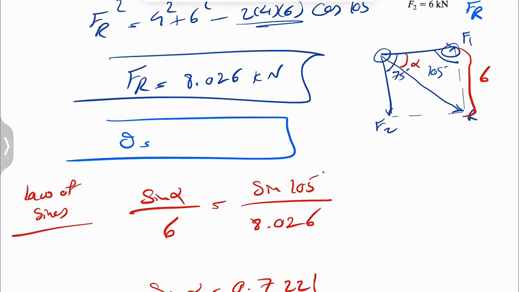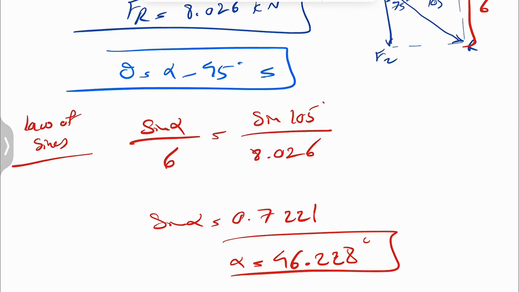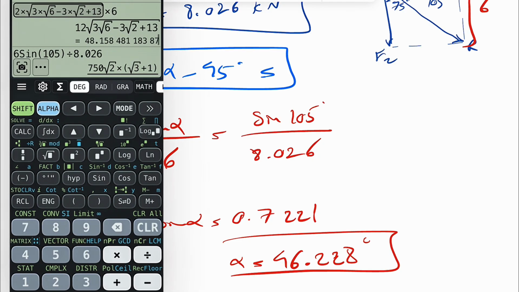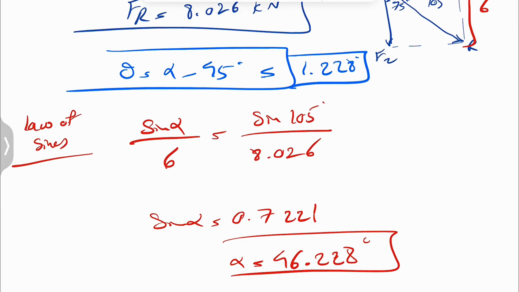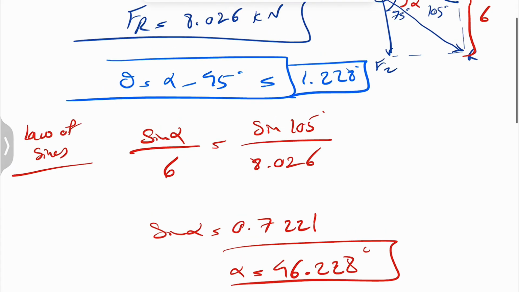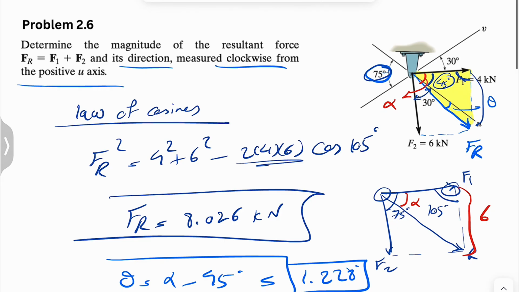And we just have to do 45 minus the answer. Actually, this would be alpha minus 45 degrees, because alpha is bigger than 45. So that's going to be the value that we got in here. We just have to ignore the negative sign. So 1.228 degrees, which is going to be the final answer and the direction that it makes with the positive u-axis.